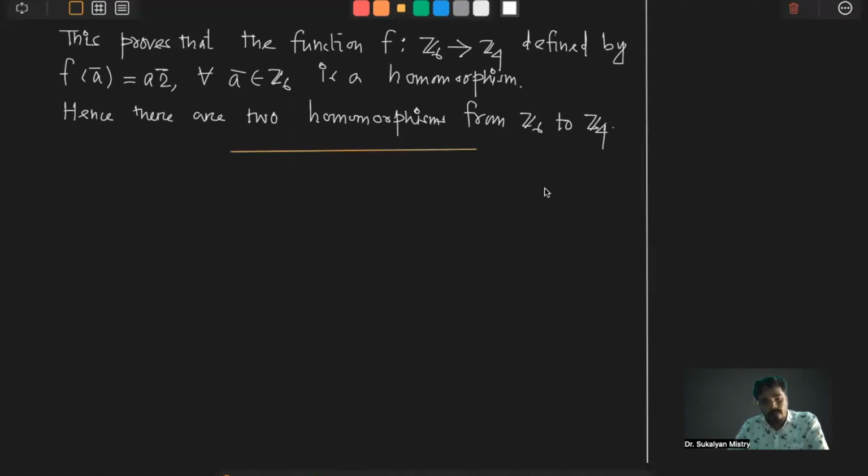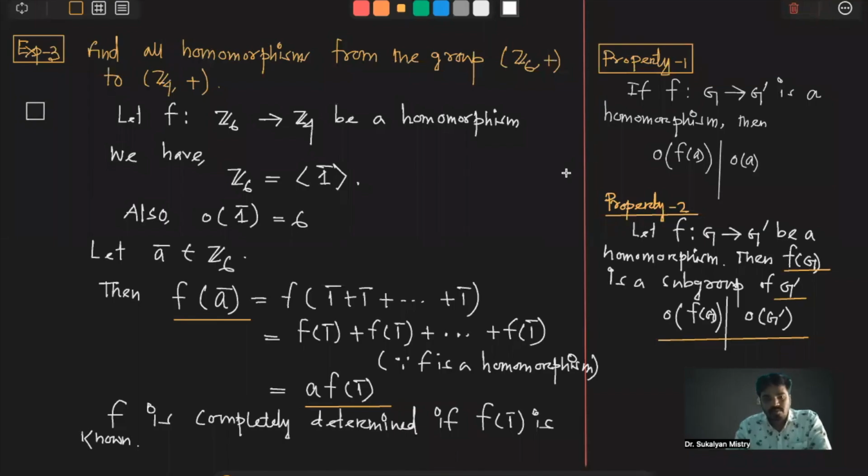So let us consider the next example. Find all group homomorphisms from, instead of Z6, I am saying Z8 to Z6. We will solve the problem in the same way, exactly the same. We have to calculate the number of homomorphisms from the group Z8 to Z6. So we define a map from Z8 to Z6. So let f be a mapping from Z8 to Z6 be a homomorphism.